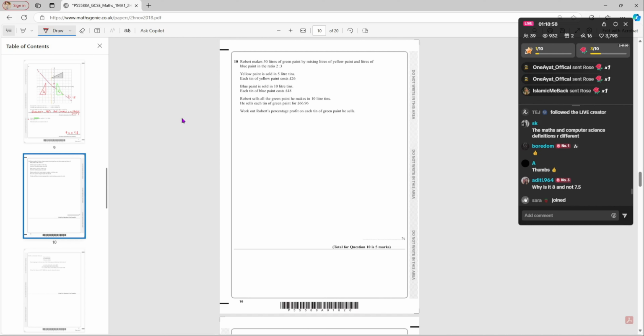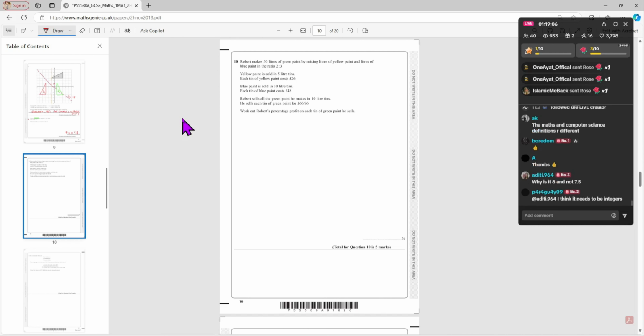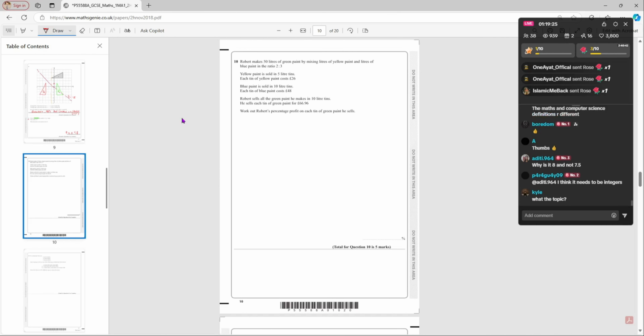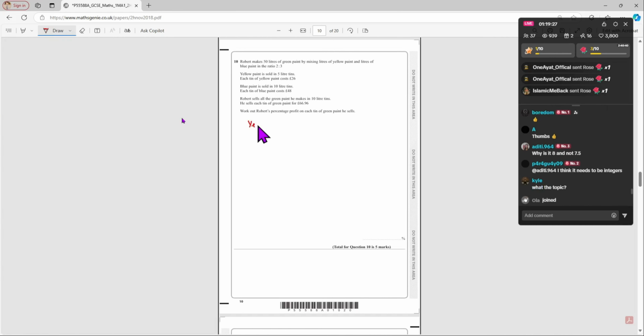So we know the ratio to make the green paint, from yellow to blue. You mix them together in that ratio to make green paint. So we need to work out how much yellow paint he uses and how much blue paint he uses to make that green paint. Okay. The first thing we have to do is work it out. So we know that he uses for the yellow tins.